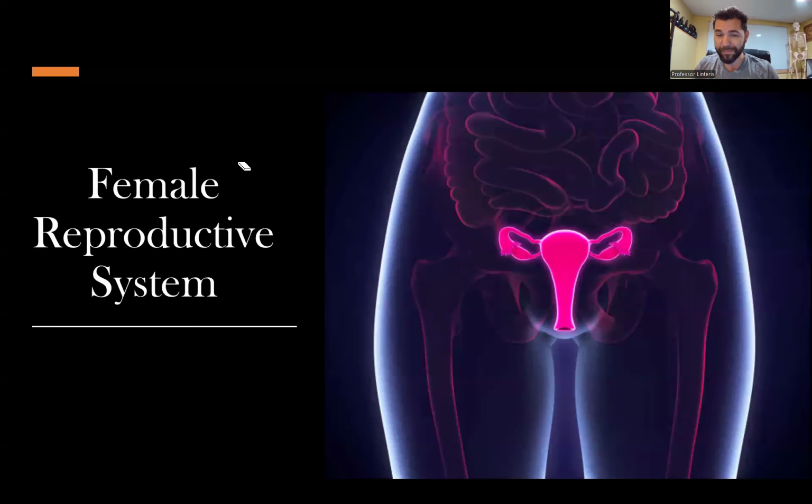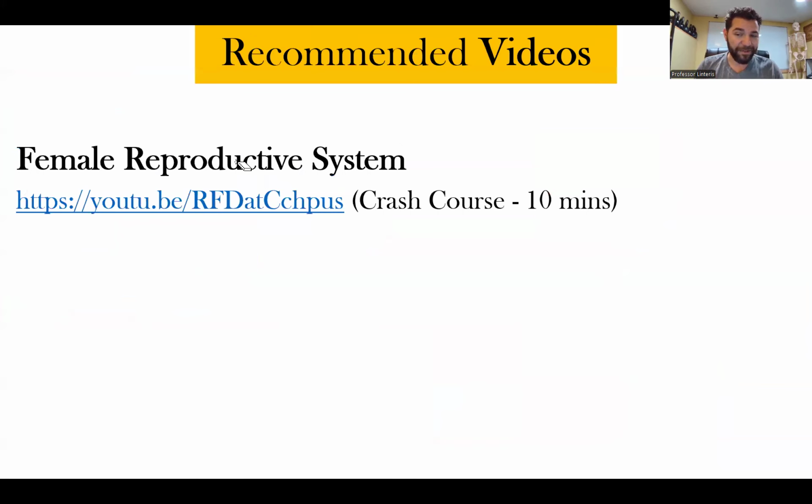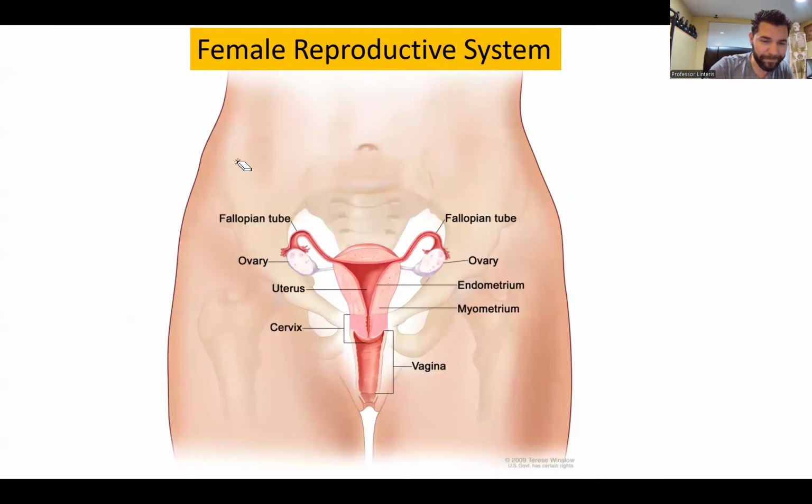Starting off with the female reproductive system. Obviously, you have a nice little video that kind of summarizes the whole thing. Highly recommend you check it out. We will walk through the anatomical structures, starting with the ovaries, right? You have two ovaries. What happens in the ovaries is basically the maturation of the egg, more or less. And we'll discuss that whole process.